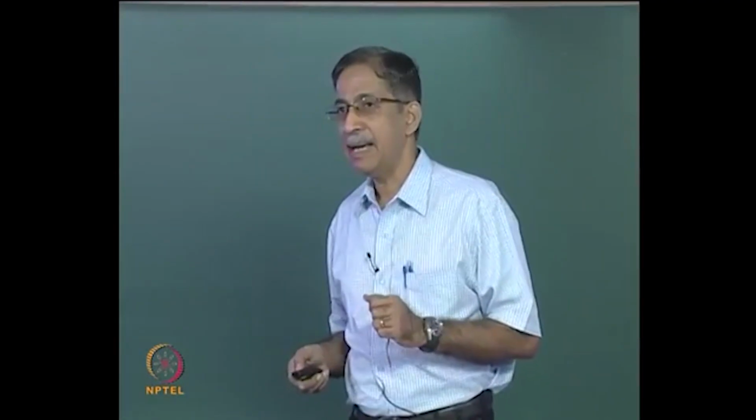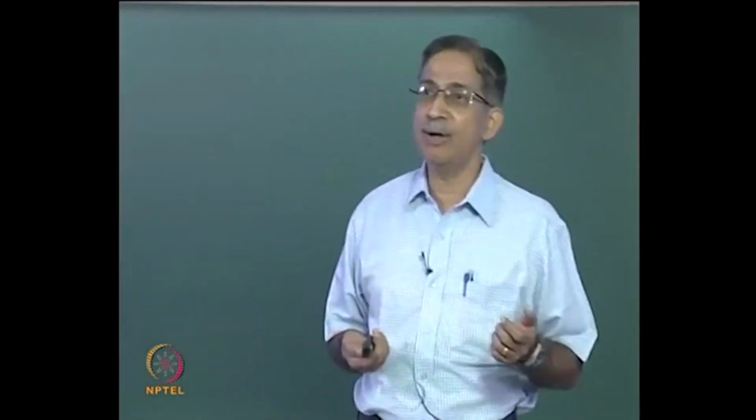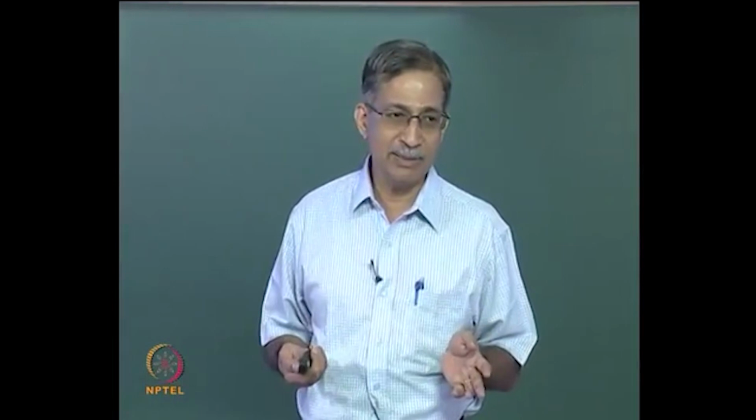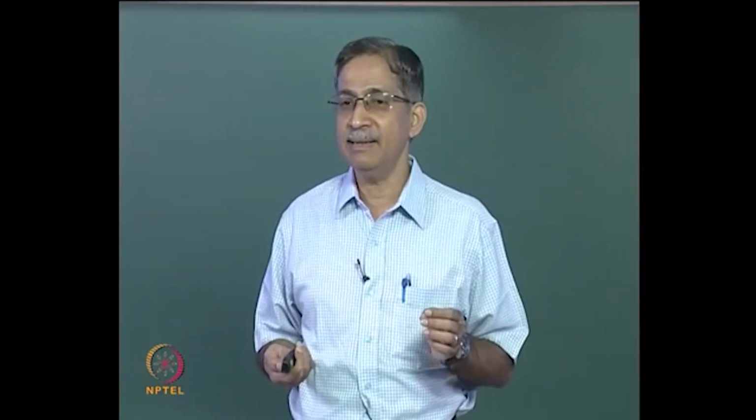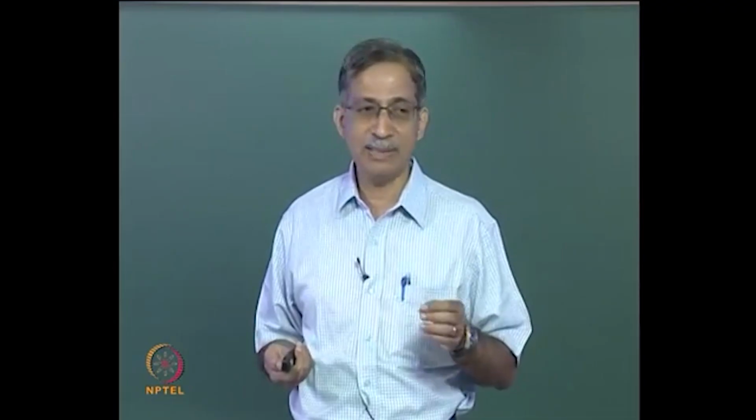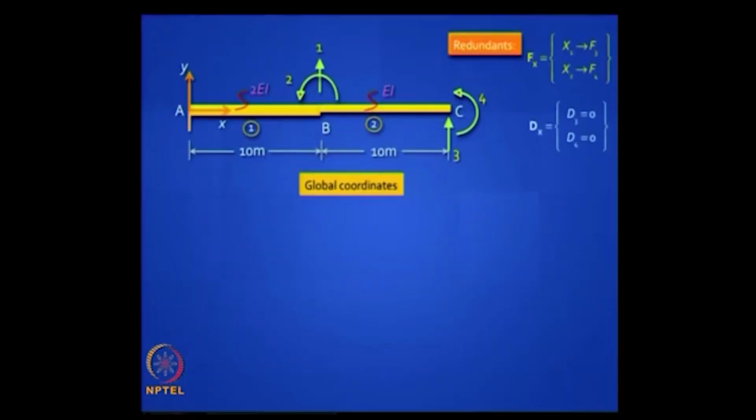Is it clear? And the compatibility equations needed to solve this, in this case you do not have any support settlements. So D3, which corresponds to x1, is 0, D4, which corresponds to x2, is 0. In case you have support settlements, in case support C settles by delta downwards, you will modify this as, sorry, D3 is equal to minus delta, and in case you have a rotational slip theta at C, you will suitably modify D4.